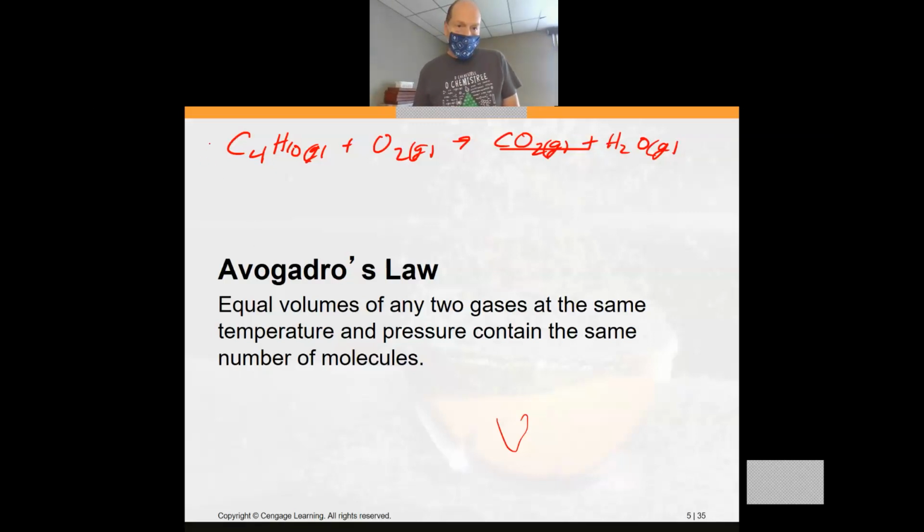And to balance that, we need 2 of those, we need 8 of those, we need 10 of these, and we need 13 of these. Now we have a balanced chemical reaction. And for any balanced chemical reaction, you can look at it in terms of moles. You would say 2 moles of butane will react with 13 moles of oxygen to produce 8 moles of CO2 and 10 moles of H2O.